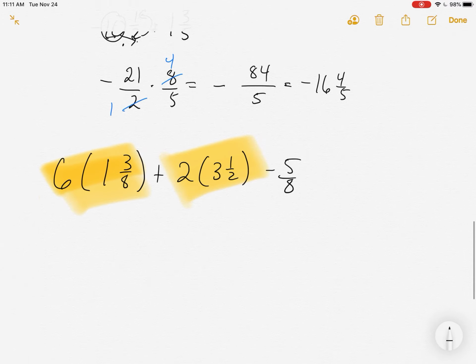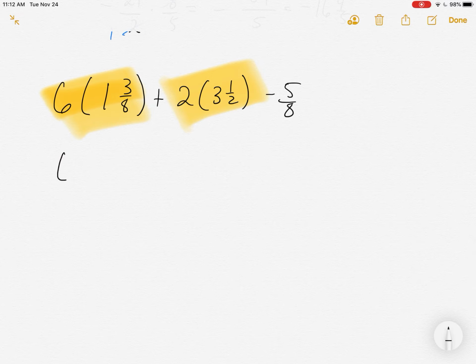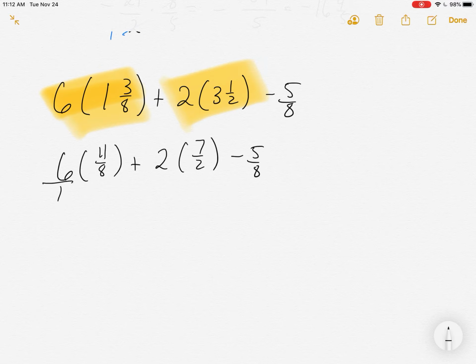So as we go to do that, I'm going to need to take that 1 3/8 and rewrite it as an improper fraction. 1 times 8 is 8, plus 3 is 11. Then 3 1/2: 3 times 2 is 6, plus 1 is 7. So remember, I can rewrite these as over 1s. How about between 6 and 8? A 2 can be pulled out for a 3 and a 4. And here I have 33 over 4. What about here? My 2's can cancel out, and I'm just left with 7 minus 5/8.